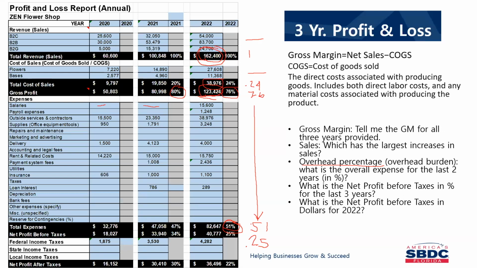So that's the way you look at it. It's how much in cents on every product. So if you're selling something for $2 or $3, you know that 24% is going here, 76% is left over, 51% is being used by all of your other expenses, and what remains is your profit.